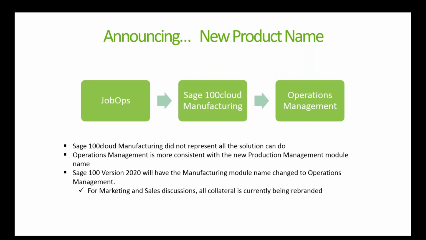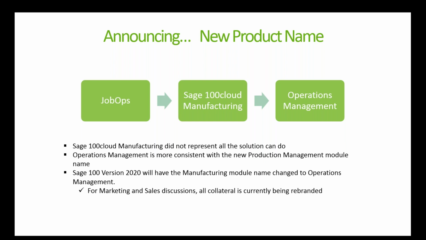So the first thing I want to come out of the gate with is that we are announcing a new product name. We all know that Sage loves to change the product names, but for better positioning, in the 2020 release of Sage 100, the manufacturing module will be renamed to Operations Management. In discussions with partners and users, the manufacturing name itself really didn't represent all the solution could possibly do for a customer.